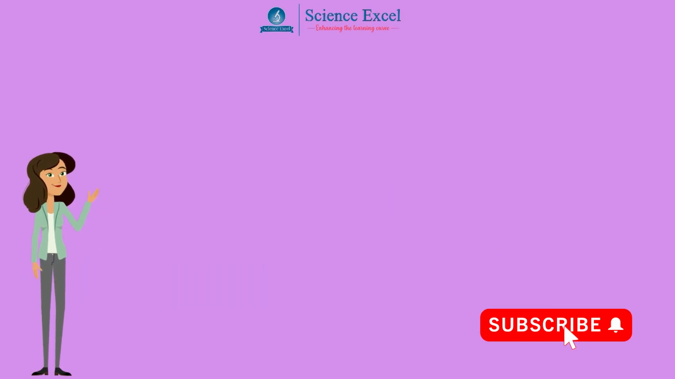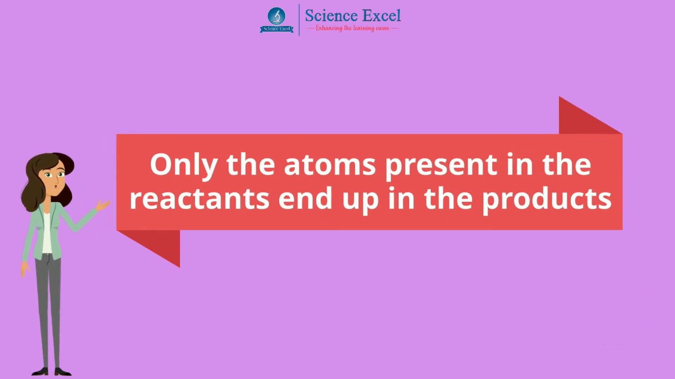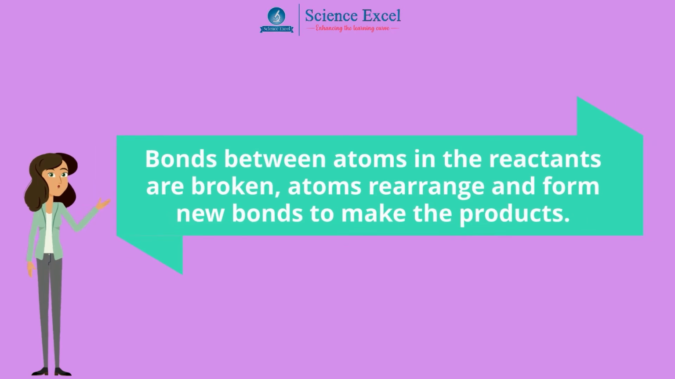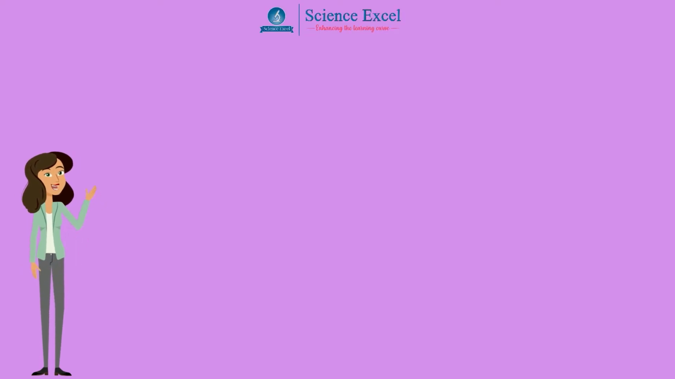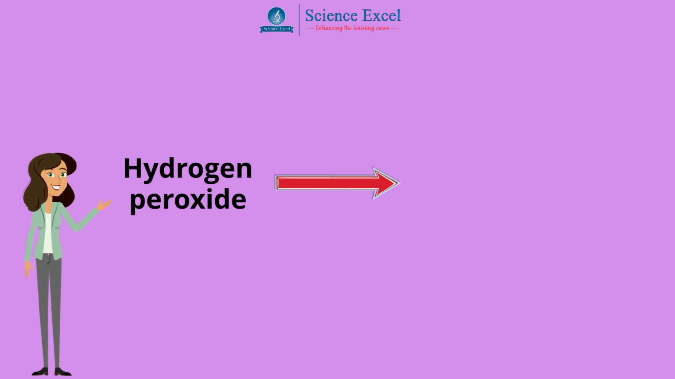In a chemical reaction, only the atoms present in the reactants can end up in the products. No new atoms are created and no atoms are destroyed. Reactants contact each other, bonds between atoms in the reactants are broken, and atoms rearrange and form new bonds to make the products.